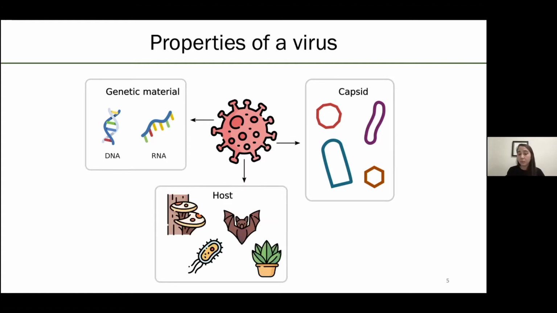Like I mentioned, viruses need a living cell to be able to complete their infectious cycle, so they need a host to do that. And they are very diverse in the type of hosts they choose. They can infect all forms of cellular organisms, including animals, plants, bacteria, and fungi.